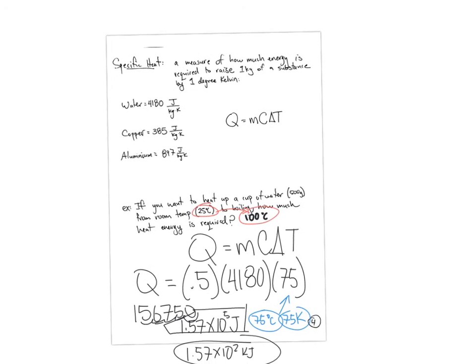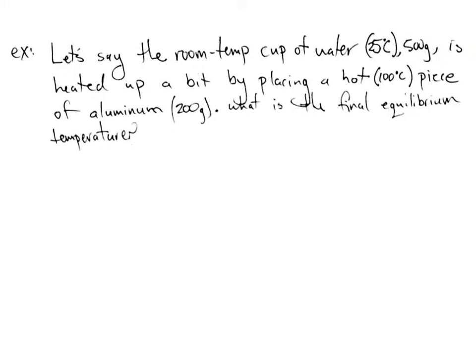Last type of question looks like this. Let's say the room temp cup of water, 25 degrees Celsius, 500 grams, so it's the same situation, is heated up a bit by placing a hot, so 100 degrees Celsius, piece of aluminum. What is the final equilibrium temperature? So I need to look up what the aluminum specific heat is. If we're going to draw a diagram, it looks like this.